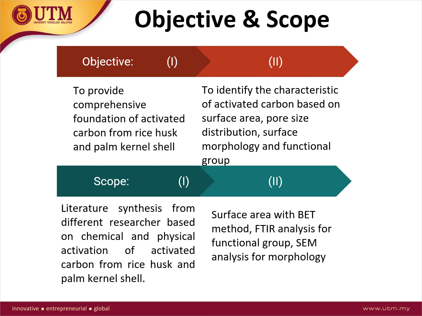Next is the objective and the scope. The first objective is to provide a comprehensive foundation of activated carbon from rice husk and palm kernel shell. The second is to identify the characteristics of activated carbon based on the surface area, pore-size distribution, surface morphology, and the functional group. The first scope is doing literature synthesis from different literature based on the chemical and physical activation of activated carbon.